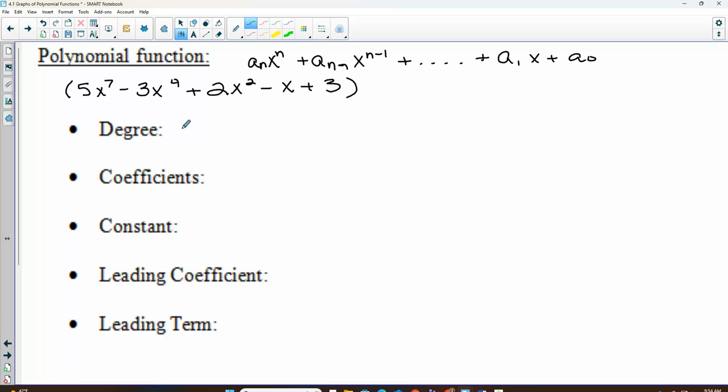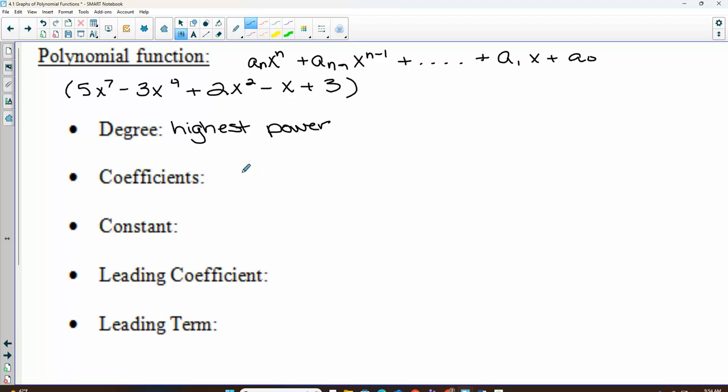If I ask you for your degree, that's just the highest power. It may or may not be written first. If it's in standard form, then it will be in order, high to low, but it doesn't have to be. So you just look at each term. The highest exponent you see is your degree.